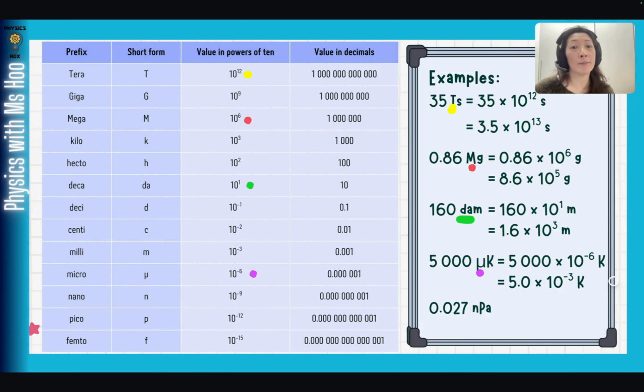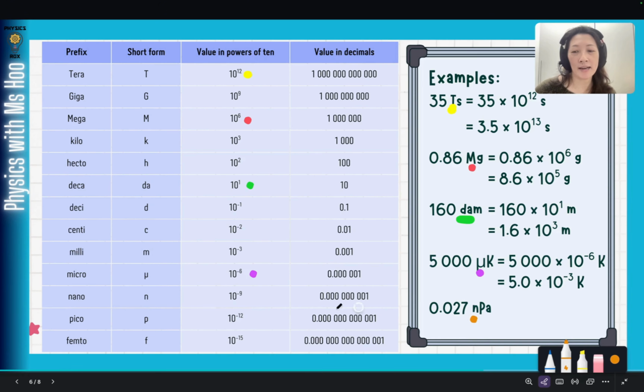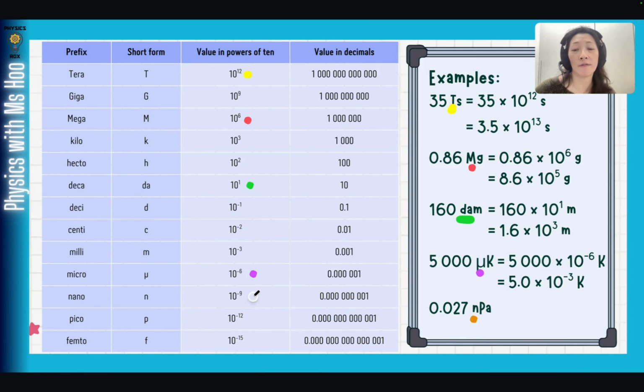The units don't always have to be base units only. They can be any SI unit. For example, we can have a value like this, 0.027 nPa, where this small letter n stands for nano, which has a value of 10 to the power of negative 9. So Pa, as you should know, stands for Pascal, which is the SI unit for pressure.